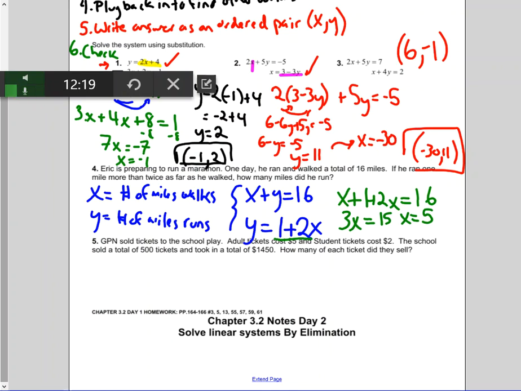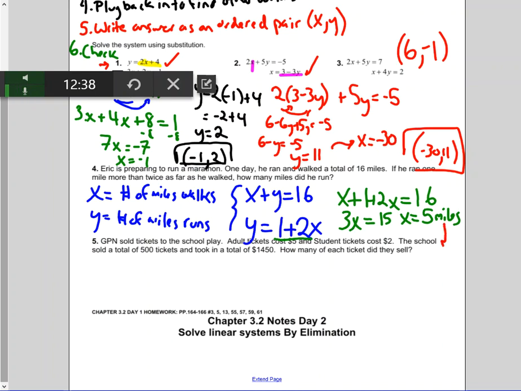And that is how many miles, let's see, x is how much he walked. Eric walked 5 miles. But the question is asking, how many miles did he run? Okay, so we know he walked 5 miles. Let's plug this back into that second equation to find out how much he ran.